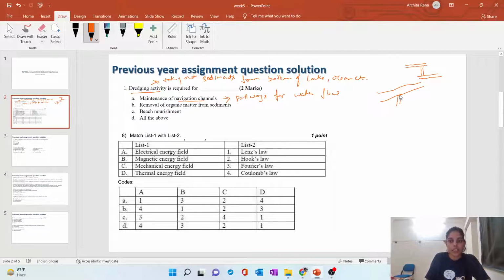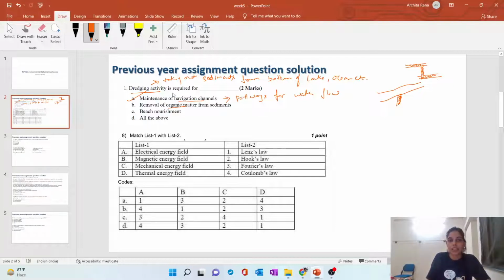And when we make this canal sort of structure, we take the sediment out from this location, right? So again, it is a part of dredging activity. So this is right, it is required. Navigation channels require dredging. Another option is to remove organic matter.